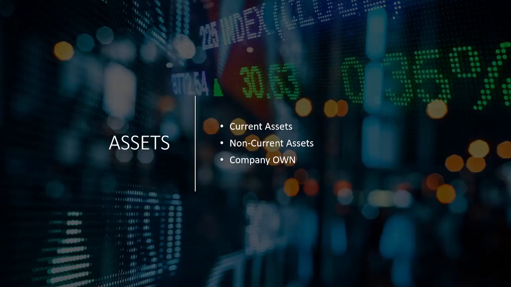An asset is a resource with economic worth that an individual, corporation, or country possesses or controls with the hope of future gain. Assets are bought or developed to raise a company's value or benefit its operations, and they are reported on the balance sheet.